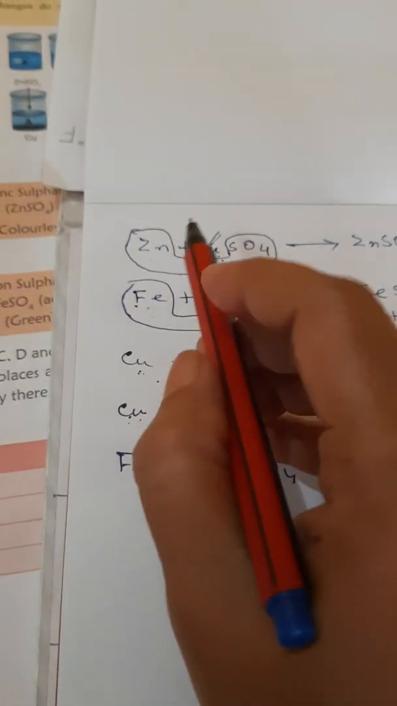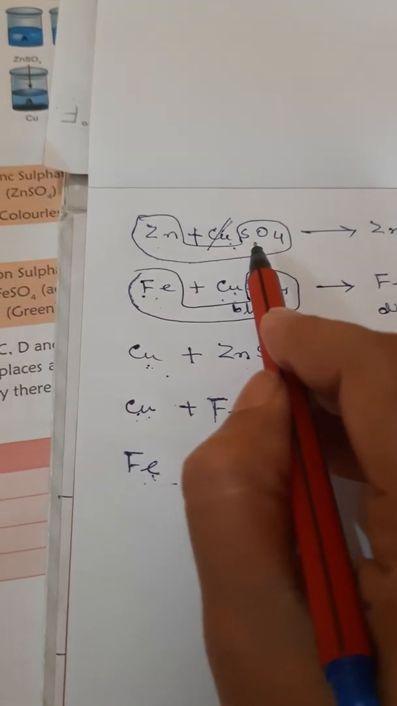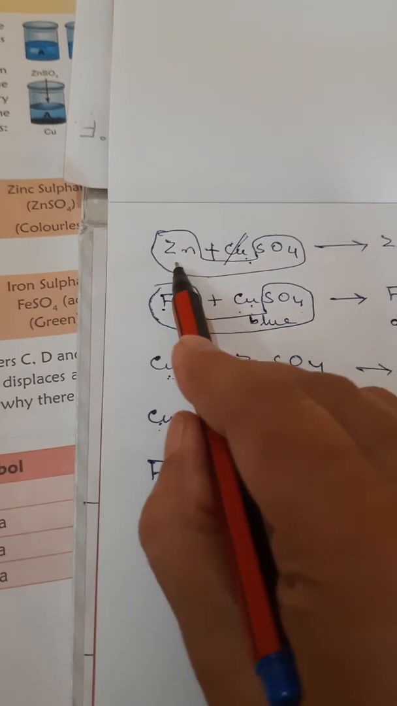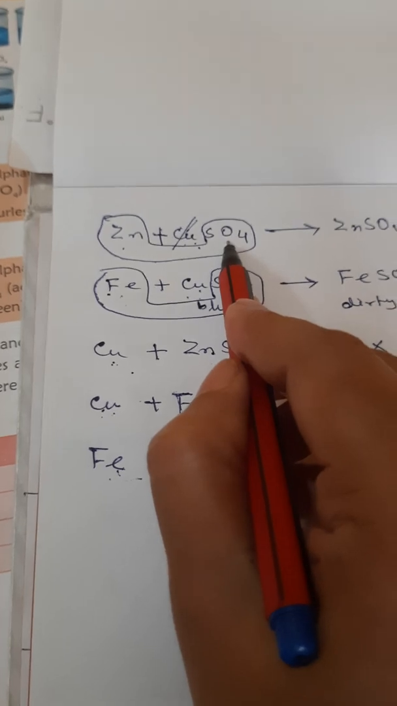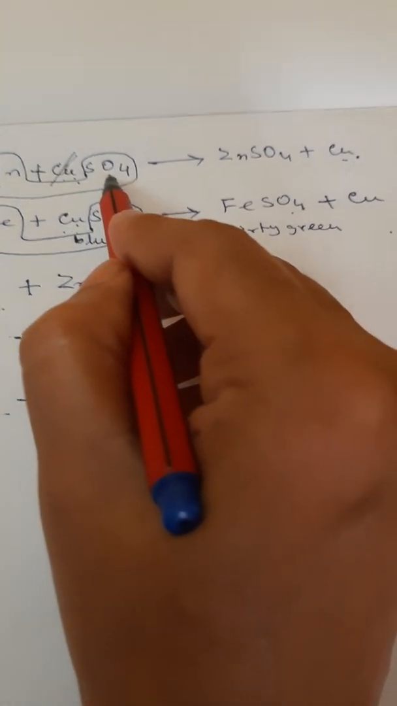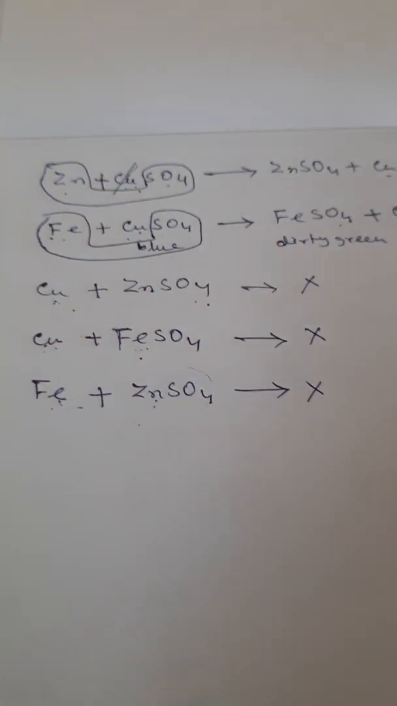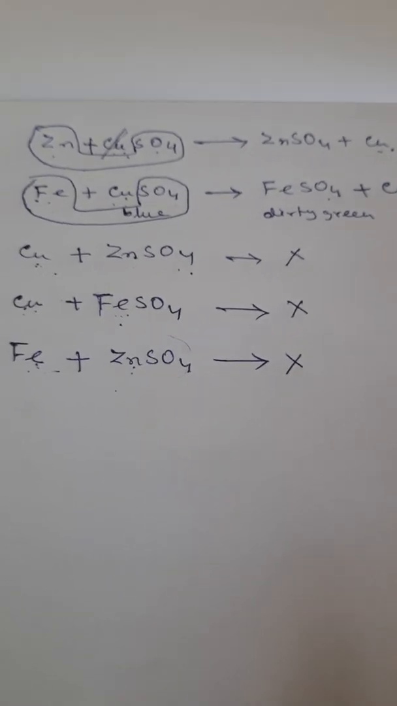So what do you mean by displacement reaction? The reaction in which a more reactive metal displaces a less reactive metal from its salt solution is called displacement reaction. Hope this topic is clear to you.